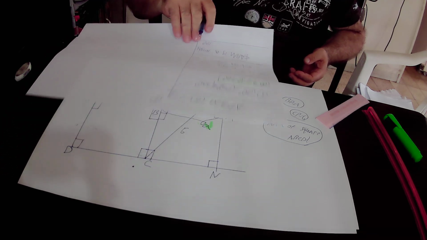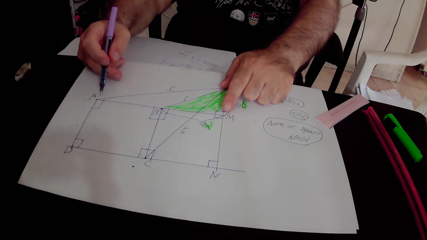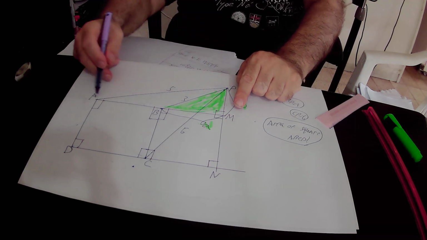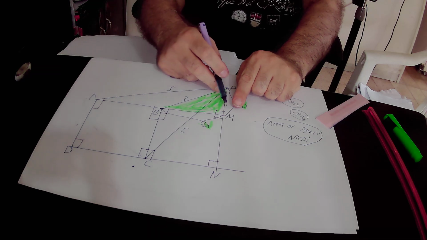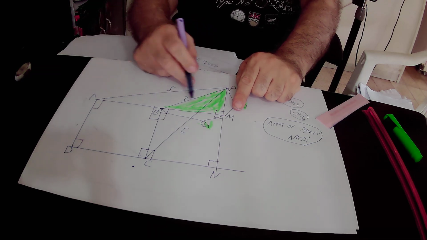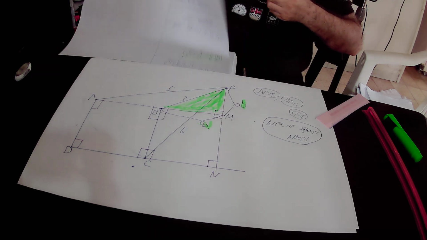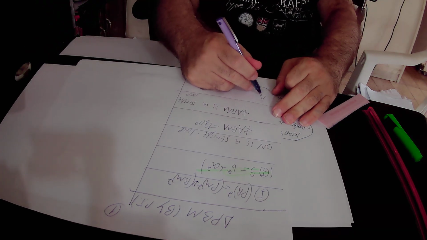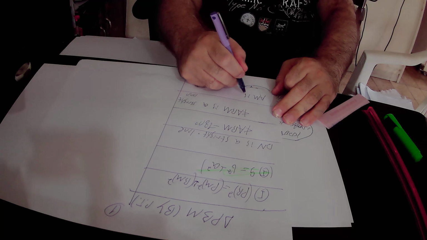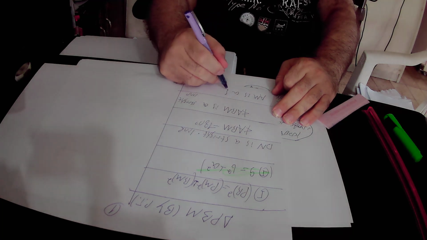Angle ABM is a straight line, so if angle ABM is a straight line, it means that line segment ABM is a straight line, and if line segment ABM is a straight line, line segment AM is also a straight line. Okay, line segment AM is also a straight line.